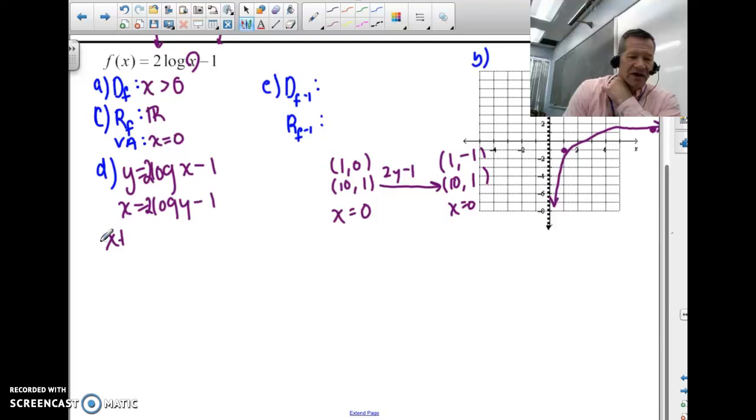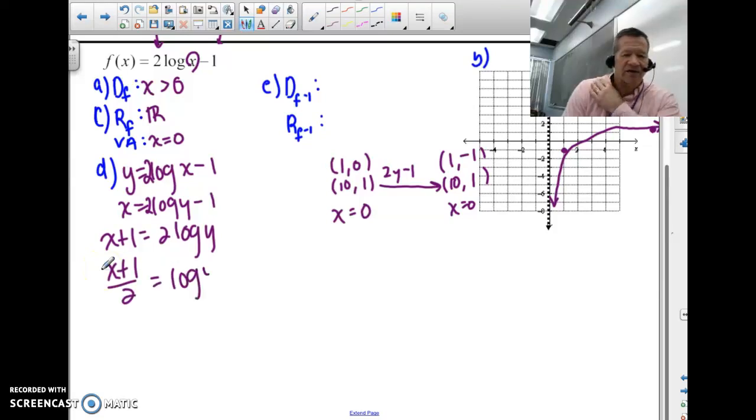So, yep, I still add 1 as my first step, but then I've got to get rid of the 2. I've got to divide by 2. Yikes. Equals log y. Then apply a base 10 on both sides, which will cancel that out. So my y value is 10 to the x plus 1 over 2. And there's my inverse.